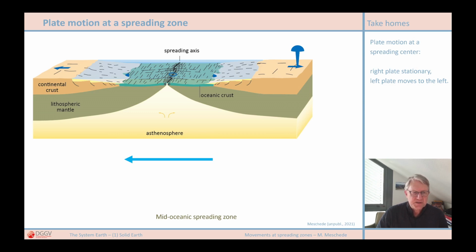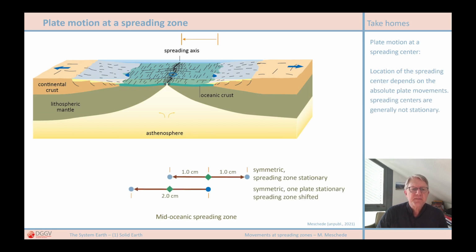The main difference between the two models is that in the first case we consider the spreading zone to be stationary, while in the second case it changes position. And this is particularly important with regard to the mantle flows in the flowable asthenosphere. I will demonstrate that the location of the spreading zones is not fixed. And I will show this using a very prominent example.